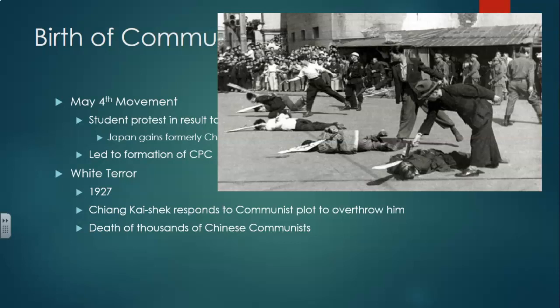If you really want to understand the White Terror, just Google the White Terror under images. You're going to see some disturbing images, but it'll really help you understand exactly how terrifying this event really was.